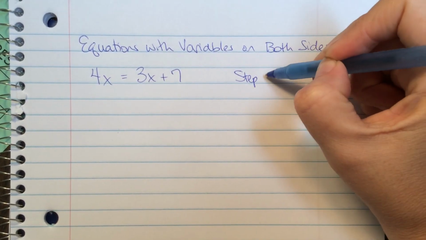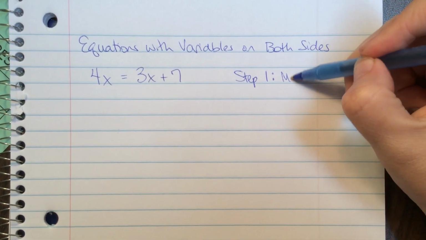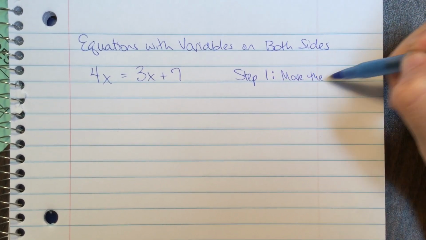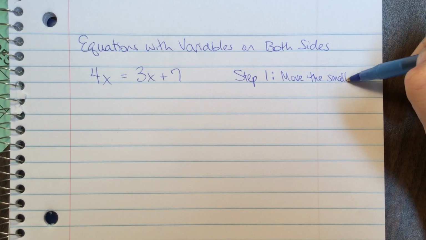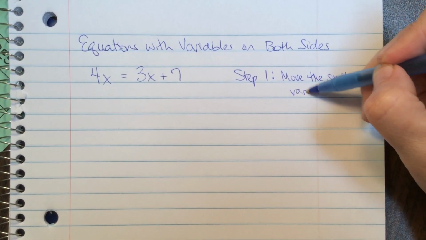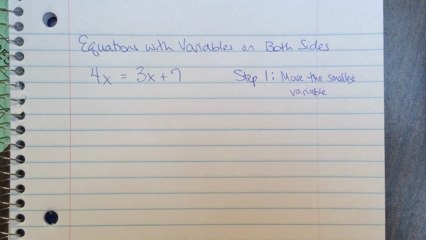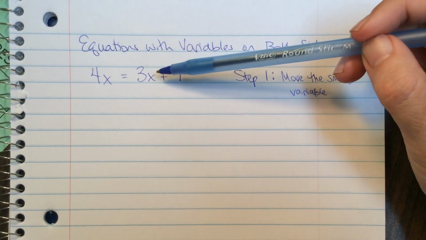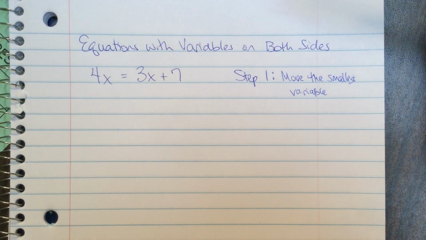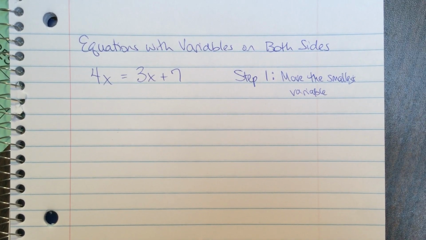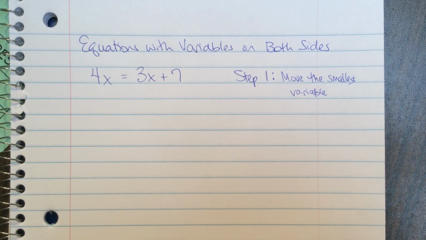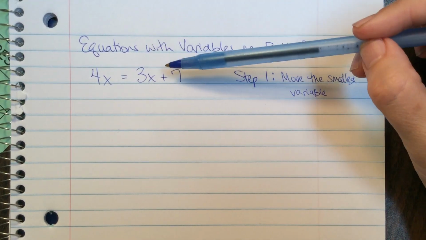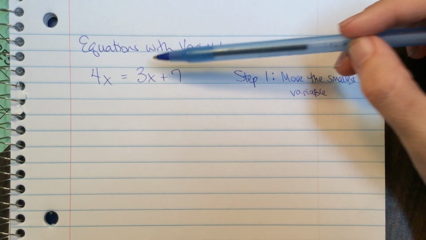Step 1, move the smallest variable. So we have two variables here. We have a 3x and we have a 4x. And we got to think to ourselves, which one's smaller? Well, obviously the 3x is smaller. So we're going to move the 3x.